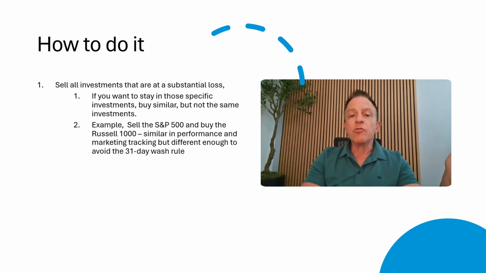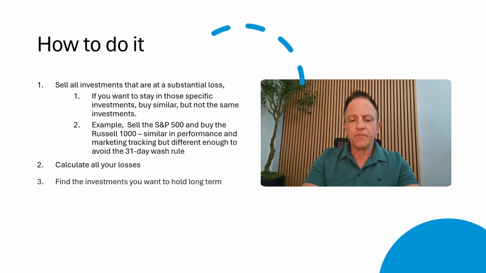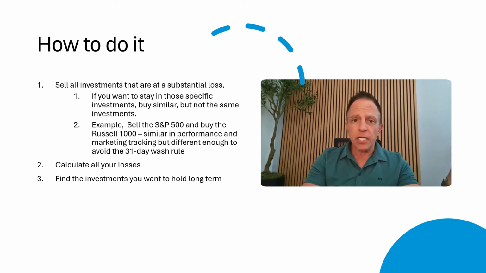Okay. If you do that, they're similar enough that they're tracking a lot of the same markets and the same fluctuations, ups and downs, but they're different enough that you're not going to get caught in the disallowed loss under what's called the 31-day wash sale rule, which means you can't sell something and then immediately buy it back, at least within the first 31 days, and still take the loss. Okay, so step two is you're going to calculate your loss.